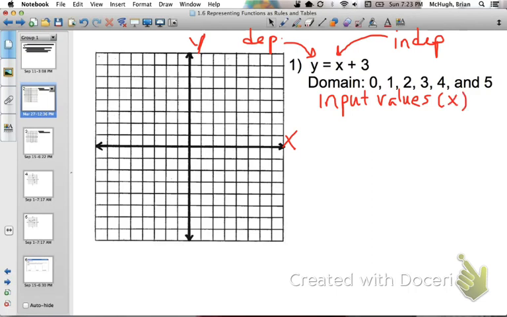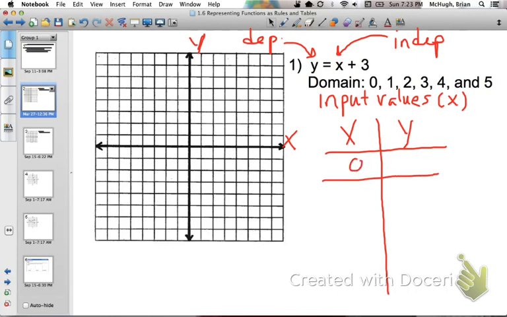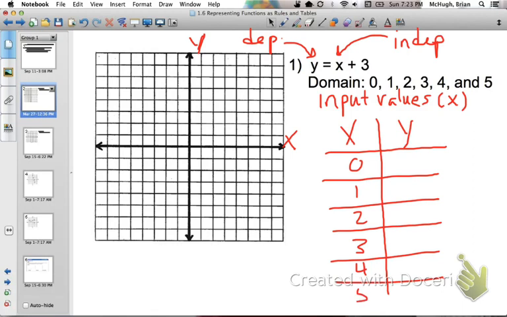One of the ways that we're going to graph this rule, y equals x plus 3, which is a function, is to create a table of values for inputs x and outputs y with a domain of 0, 1, 2, 3, 4, and 5. If we substitute 0 as a value for x into our rule, 0 plus 3 is 3, and we get an output of 3 for y. If we input 1, 1 plus 3 is 4. If we input 2, 2 plus 3 is 5. Input 3, 3 plus 3 is 6. 4 plus 3 is 7, and 5 plus 3 is 8. And we have a table of values now for input values x and output values y.